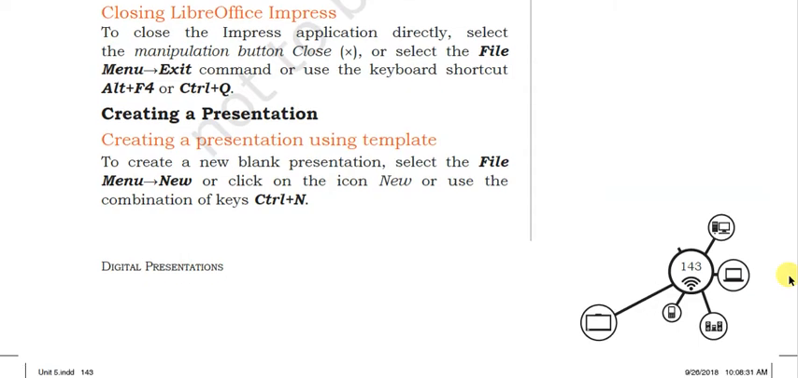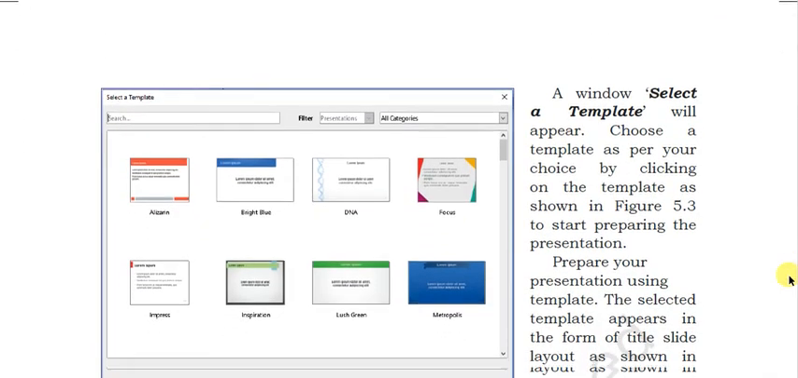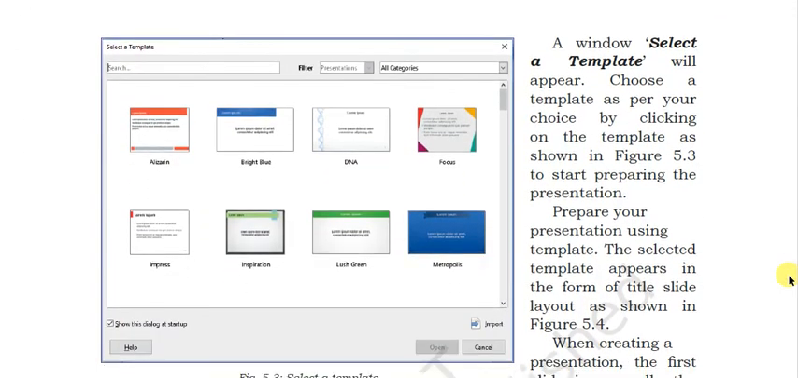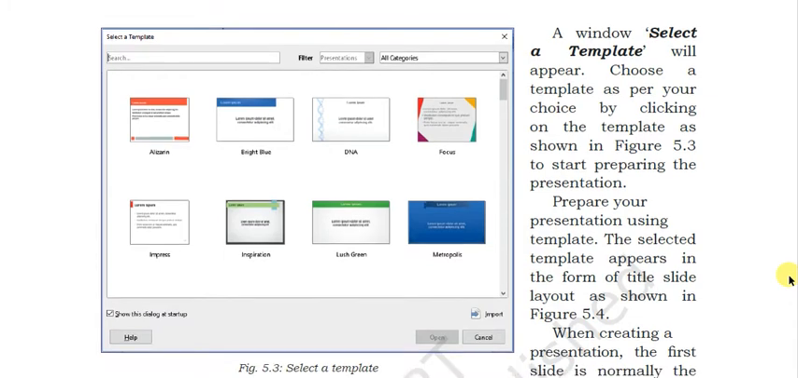Now you will see this window that you have already seen when we opened Impress. This is the select a template window. These are some templates that have already been designed for you. You can select any one from the given ones, or you can close it, or you can have a blank presentation.